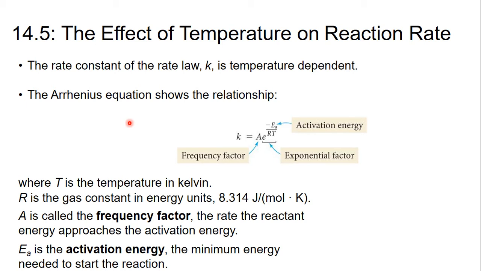And the Arrhenius equation shows us how temperature affects K, because K is equal to A, which is the frequency factor, which is something we'll talk about in a little bit, multiplied by e raised to the power of negative Ea, which is activation energy, the energy you need to put into the reaction to make the reaction happen, divided by RT. R is the gas constant and T is the temperature in Kelvin.